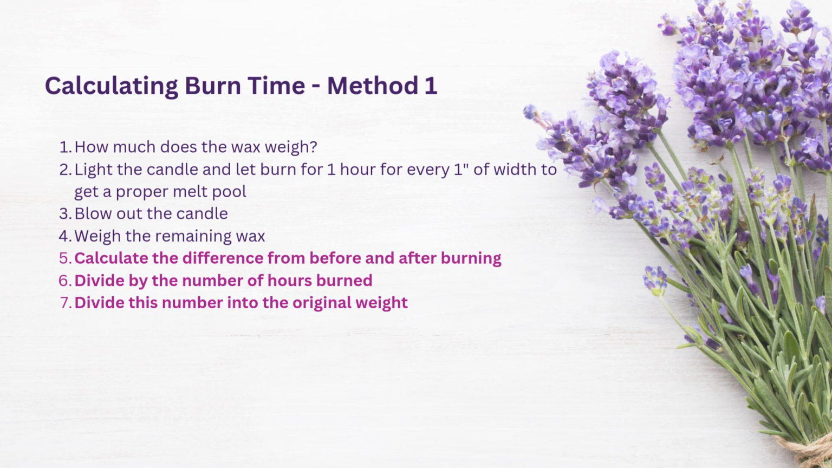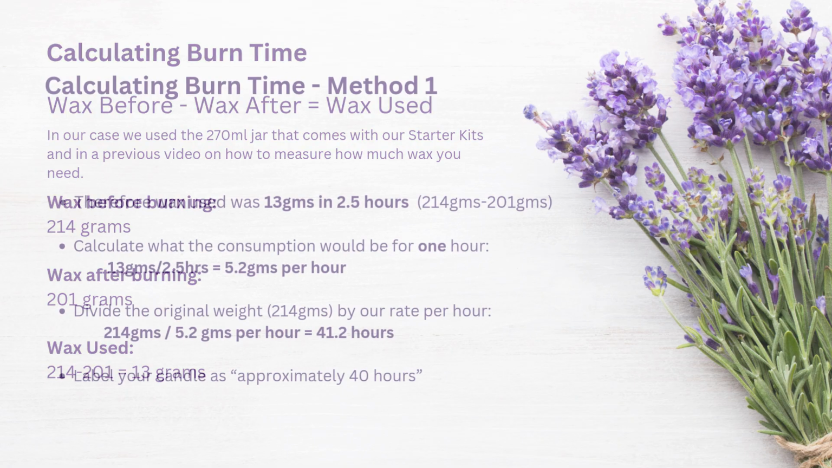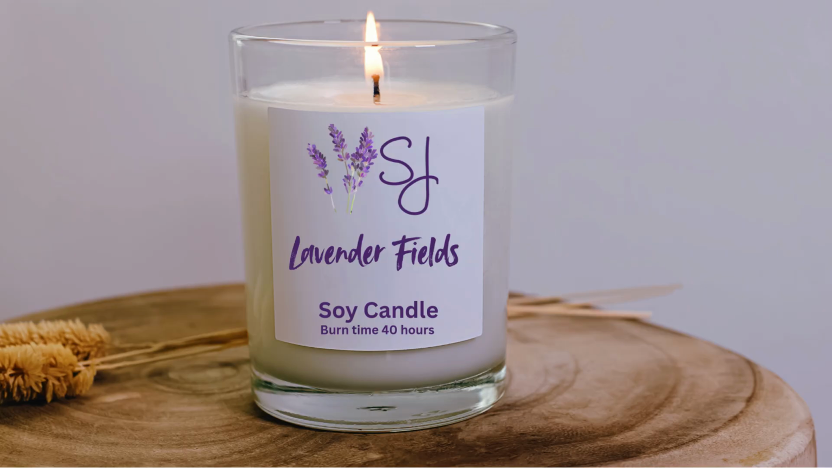So in 2.5 hours we burned off 13 grams of wax. Therefore in 1 hour we burned off 5.2 grams. To calculate this, divide 13 by 2.5. Now take the total weight of the original candle, 214 grams, and divide by the 1 hour unit of 5.2 grams. This will give us 41.2 units. So our candle should burn for about 41.2 hours. I would label this approximately 40 hours.